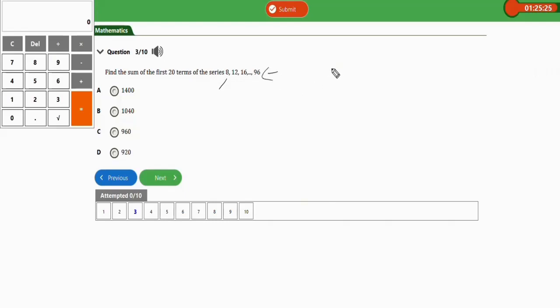So remember, there are two formulas you can apply. When you have the last term for an arithmetic progression, you're going to make use of this formula: n over 2, in brackets a plus l. So just input the values. In this question, our n is 20. Find the sum of the first 20 terms. So our n is 20.